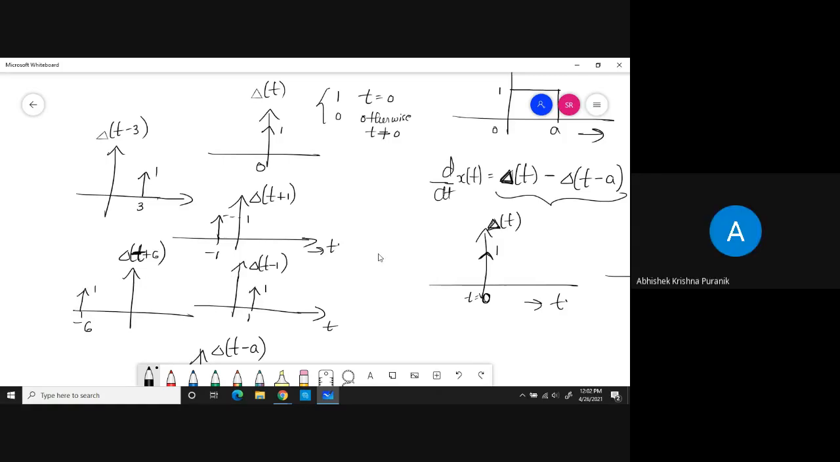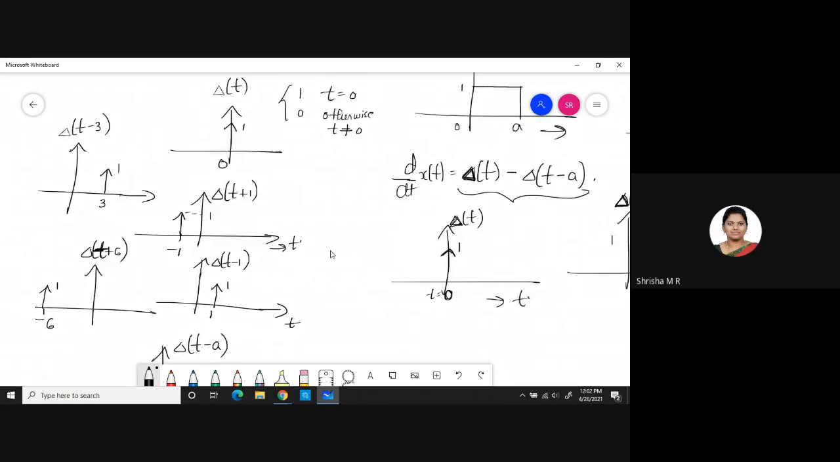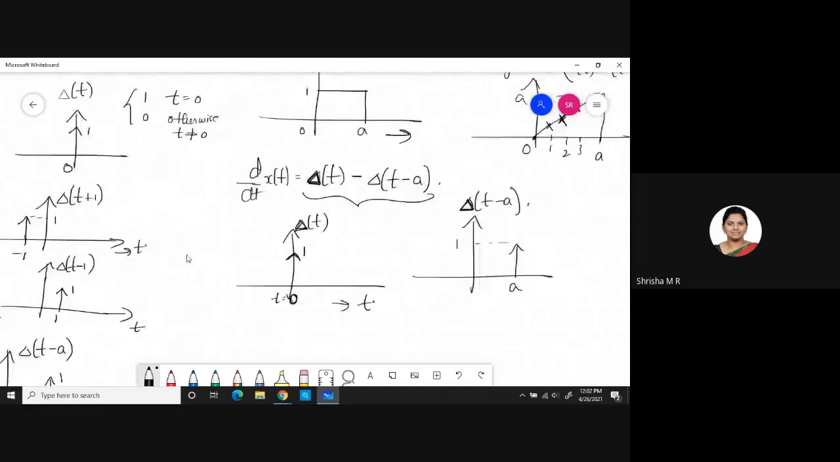Ma'am, you have taken t plus 6 as just an example, right? Yes, just an example to show you shifting operations with respect to the impulse signal.